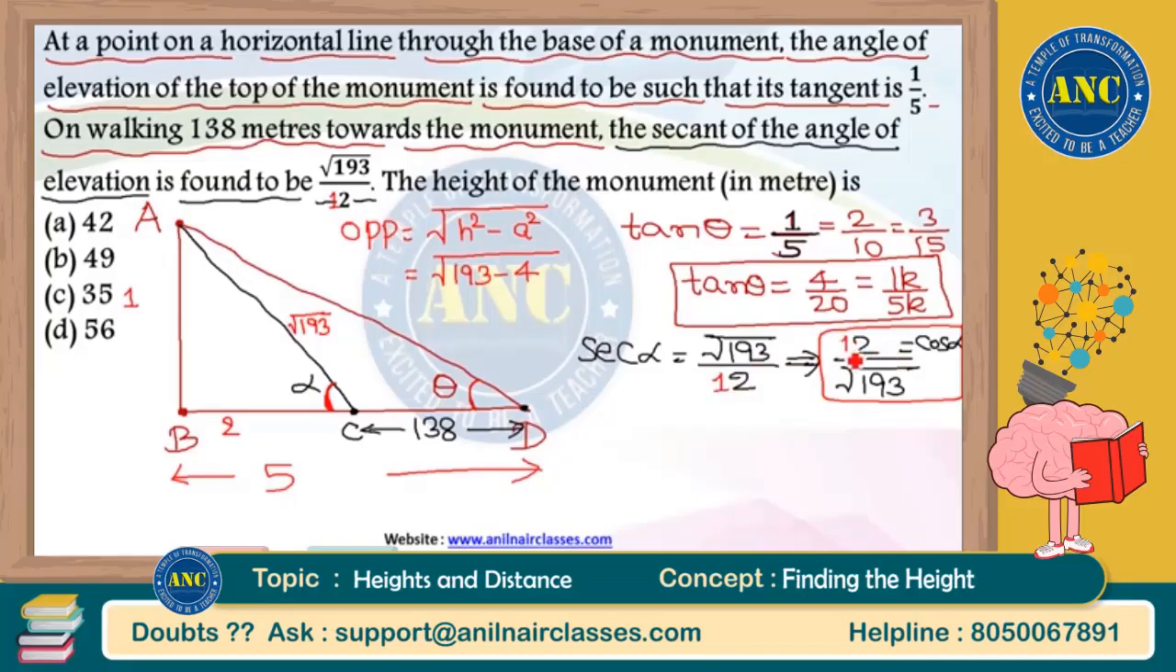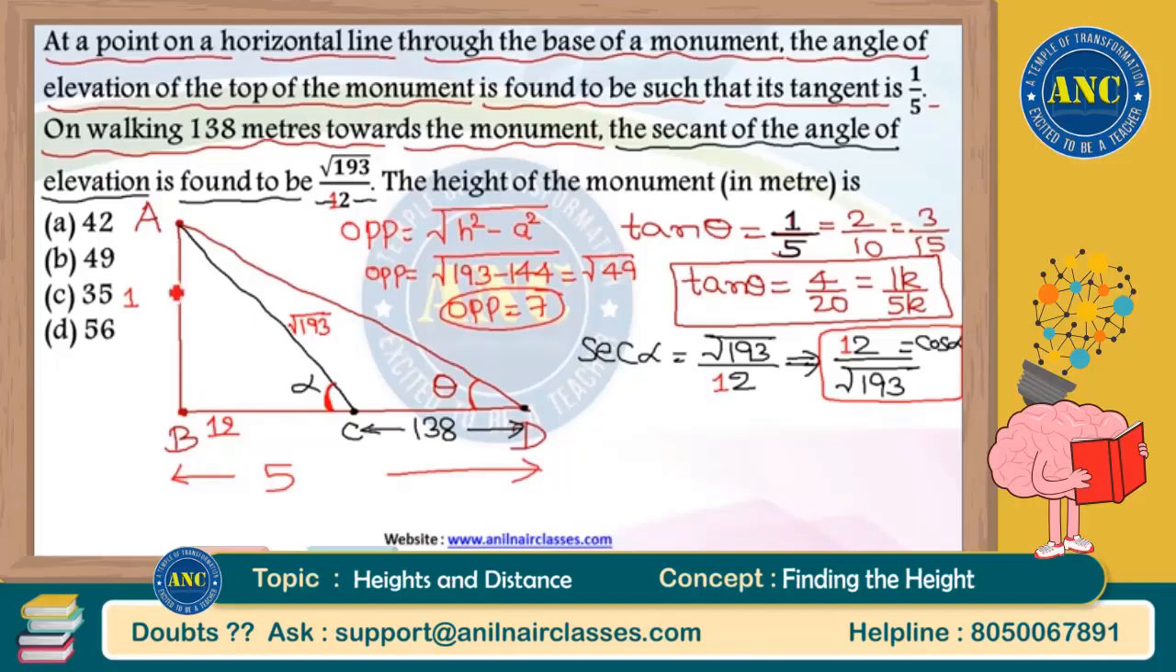So cos alpha is 12 by root of 193, sir, not 2 by root of 193. That means the adjacent side squared is 12 squared, which is 144. 193 minus 144 is 49. So the opposite side will be square root of 49, which is nothing but 7. That means the AB value is 7 in the second case.